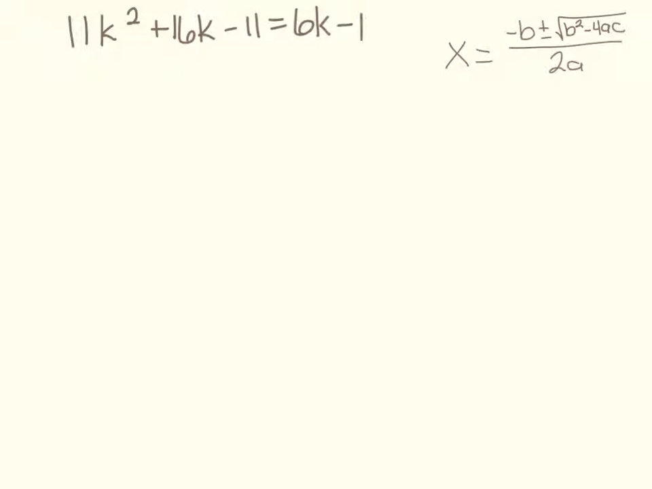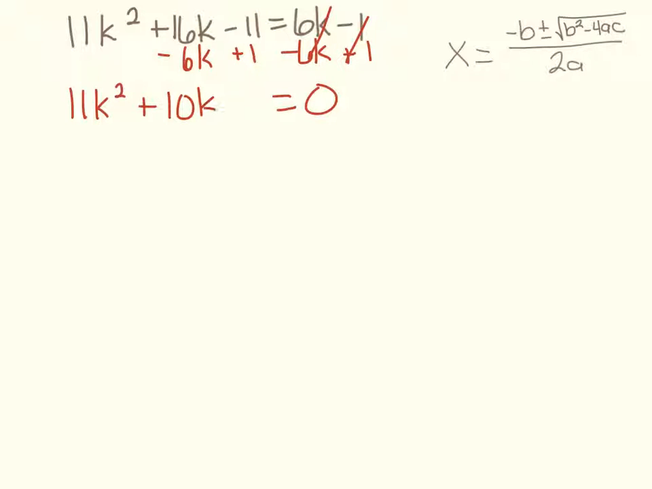Okay, again, we need to get everything to the left side so that we can identify our A, B, and C, which means the 6K needs to be moved. I'm going to line it up with the like term over here, and the 1 needs to be moved. That'll cancel that, making this side 0. So 11K squared plus 16 minus 6 is 10K. Negative 11 plus 1 is negative 10.